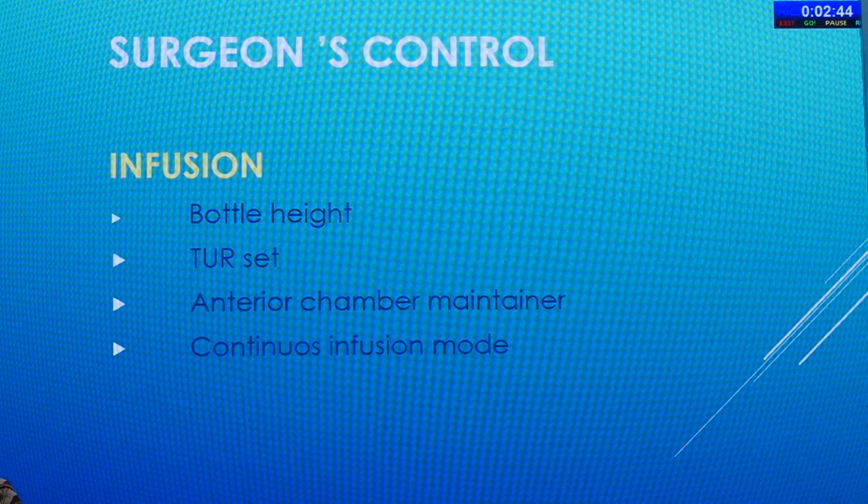So this was how the machine will control the surge. Now we will discuss what the surgeon can do to control the surge. What is in our control as a surgeon is, first, the infusion.